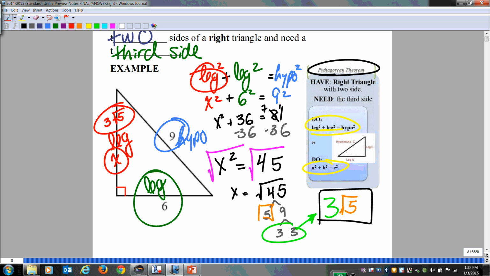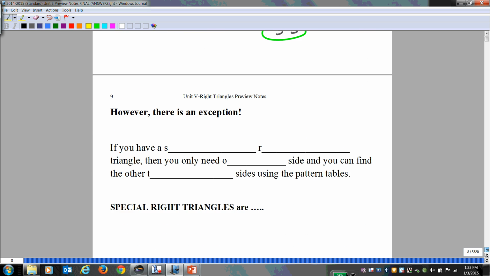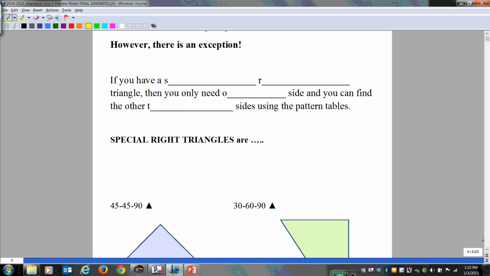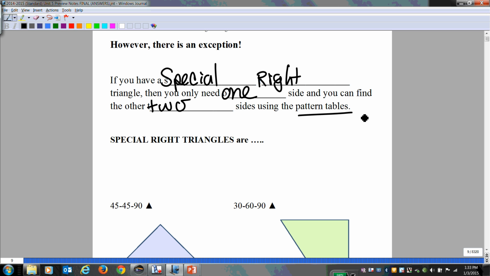Again, when do you use the Pythagorean theorem? When you have 2 sides and you need a third side. Now there is an exception to this. If you have what's called a special right triangle, you only need one side, and you can find the other 2 sides using what's called pattern tables.